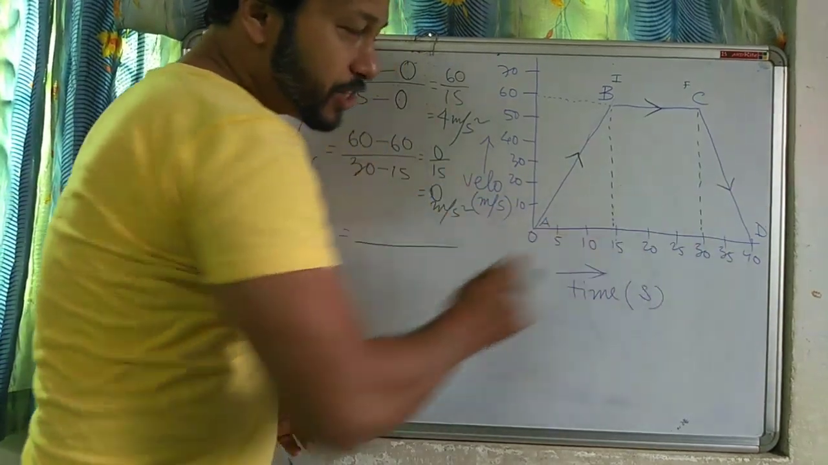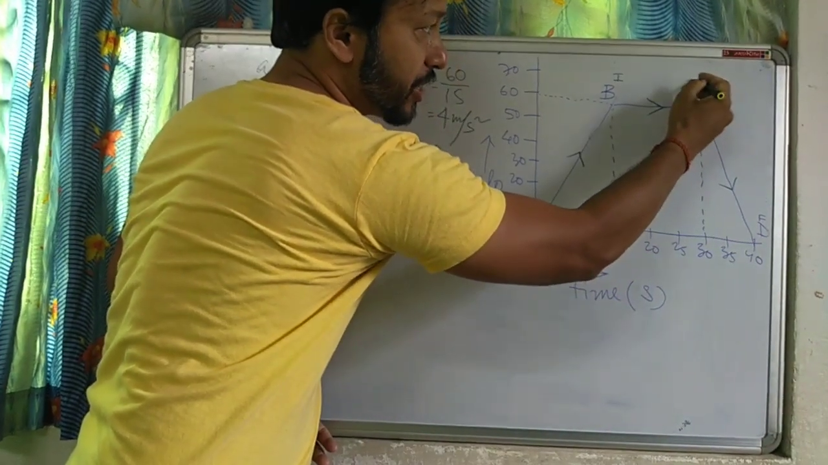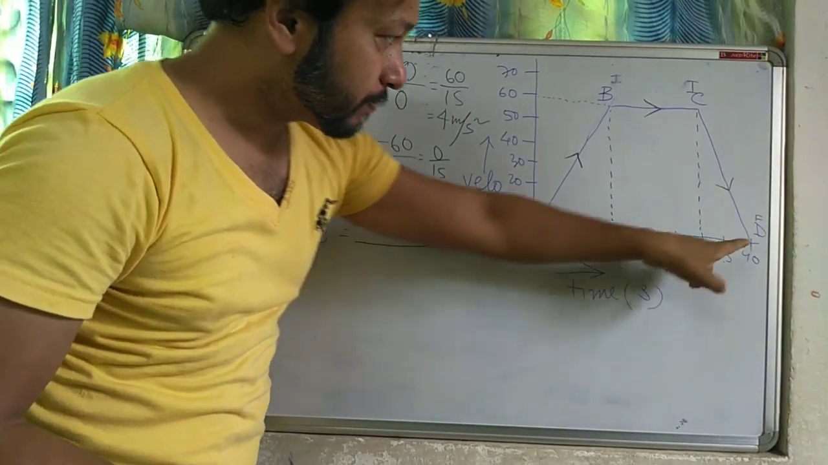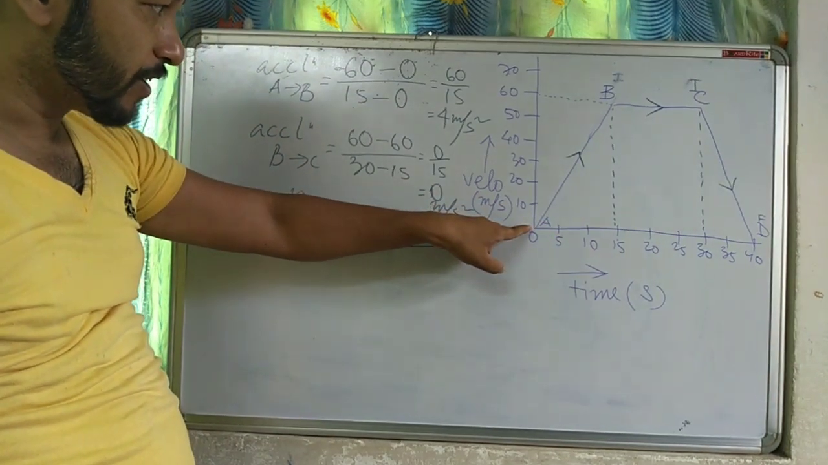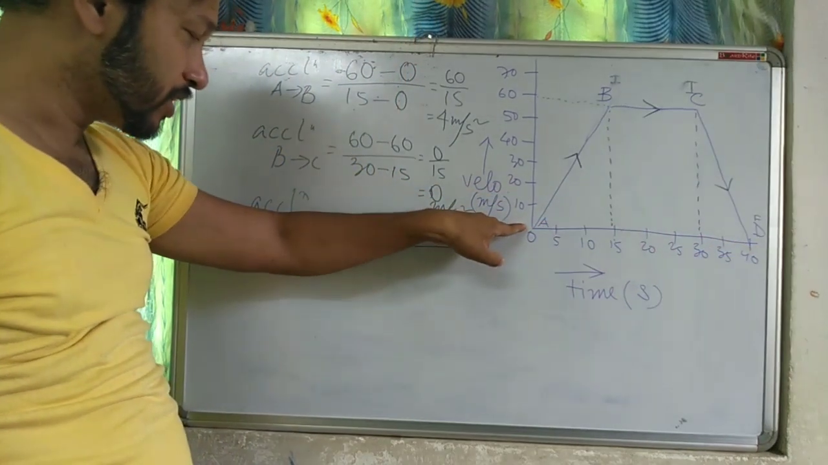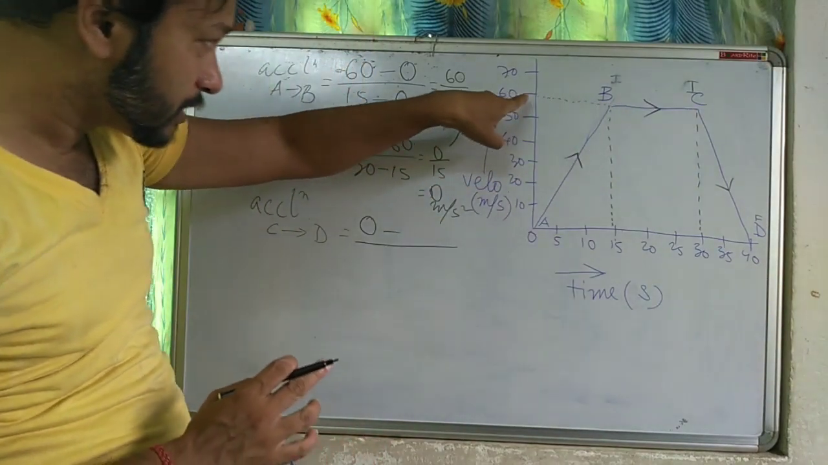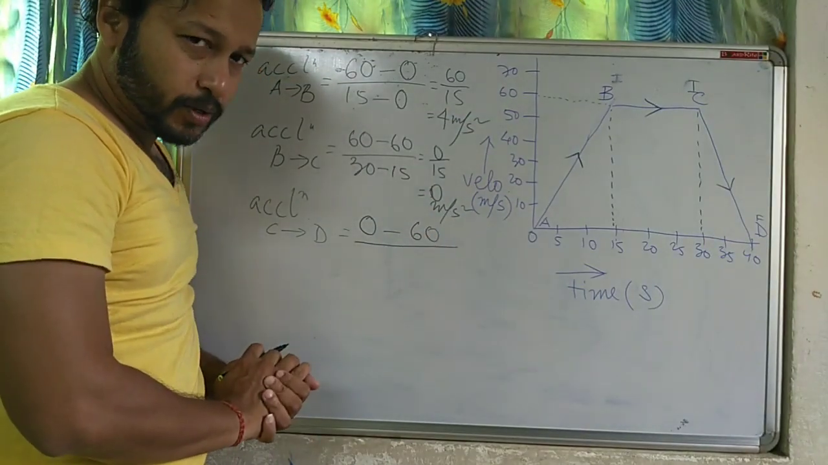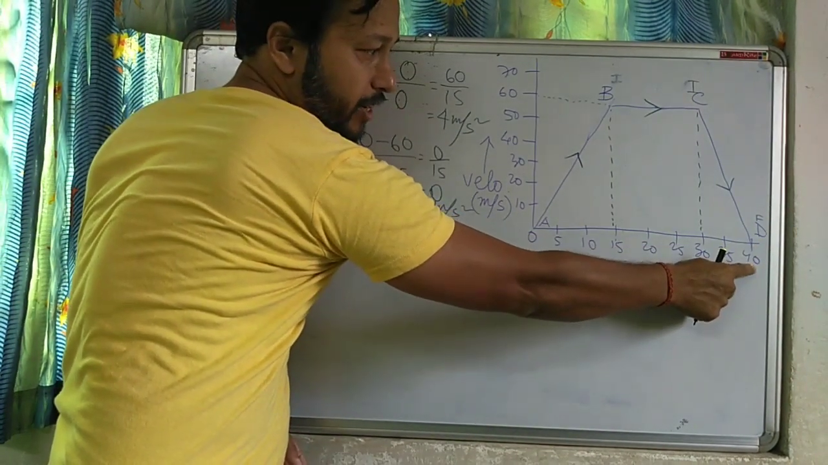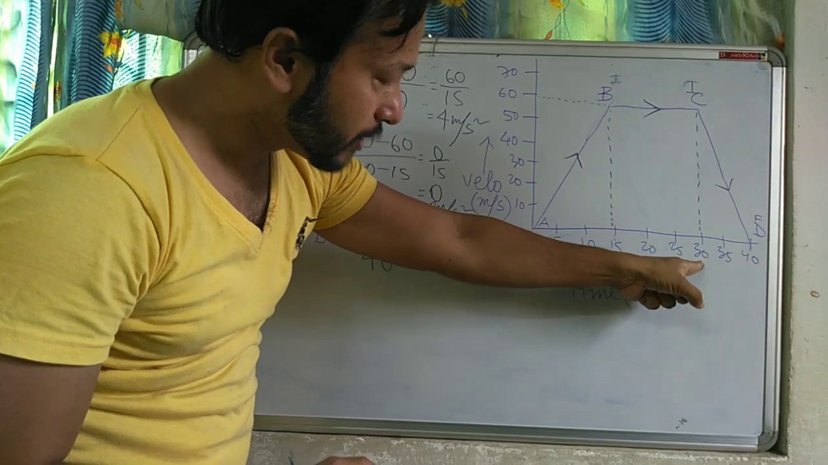From C to D, which is the final? D is the final position and C is the initial position, correct? Now C to D, which is the final velocity? This is the final velocity. Remember, this is the velocity line. Velocity is 0. Minus, which is the initial velocity? 60. 60 is the initial velocity. What is the final time? This is the time axis. Time 40. Which is the initial time? 30.